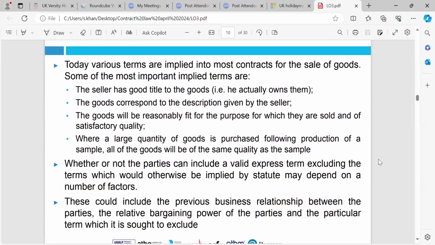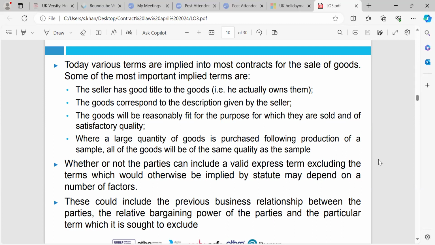Contract terms implied by statute. Today, various terms are implied into most contracts for the sale of goods. Some of the most important implied terms are, first, that the seller has good title to the goods. For example, he actually owns them. Secondly, that the goods correspond to the description given by the seller. So it's really important that what you're selling is actually identified as described.